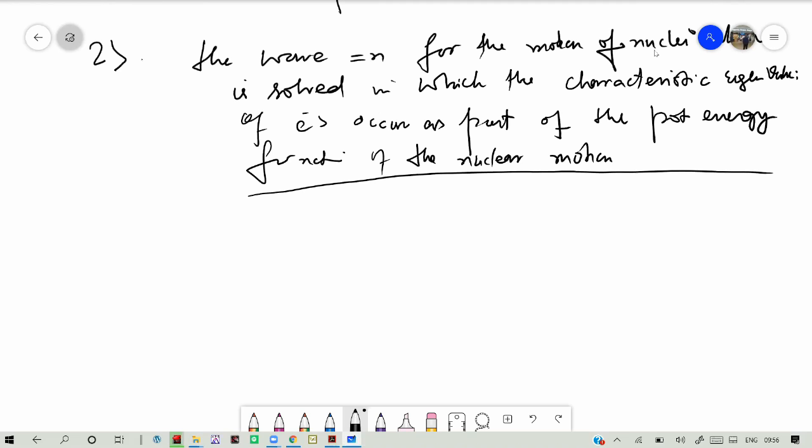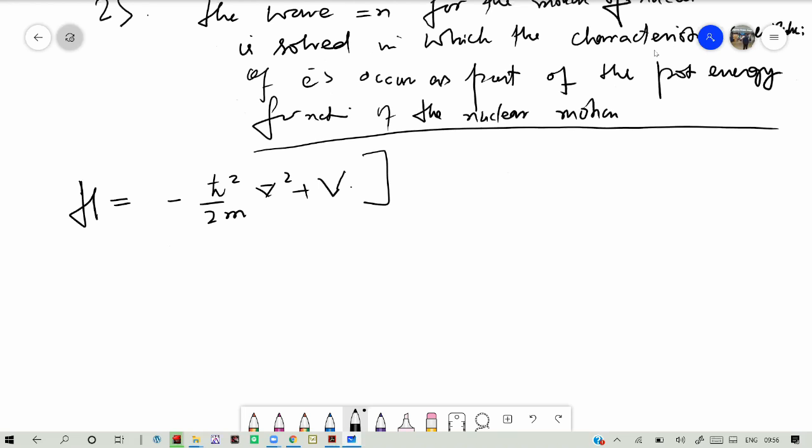Number first, let us start. We know that H, the Hamiltonian operator in general, is minus h cut square divided by 2m del square plus V. Let us suppose that it is for a whole molecule. Suppose that this is a general representation of a Hamiltonian.